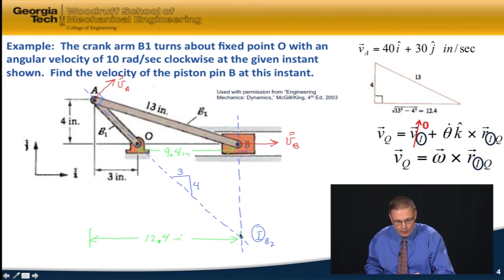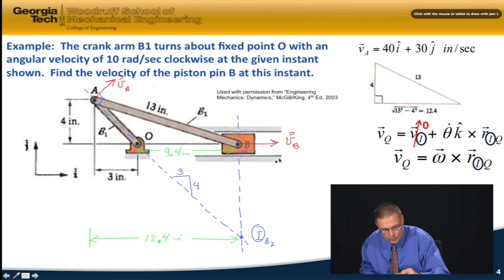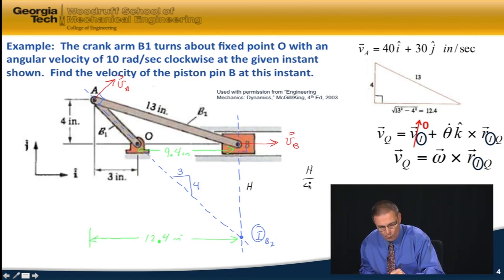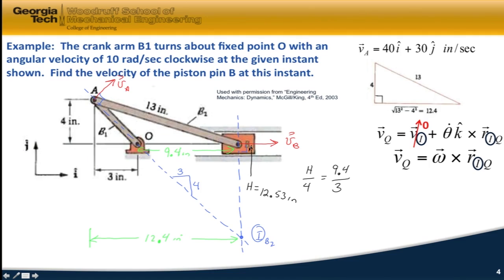I want to locate the IC for body B2. I need to know this distance, or this height, which I'll call H. By similar triangles, I know that H is to 4 as 9.4 is to 3, and so H ends up being 12.53 inches, and that's the distance from here to here. So I've got the location of the IC for body B2. I can now use it to finish up the problem.